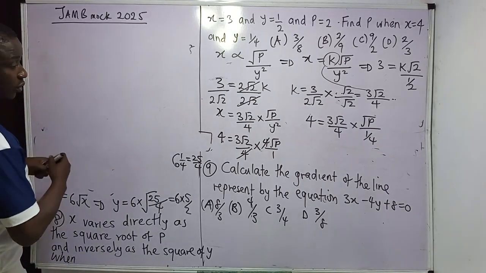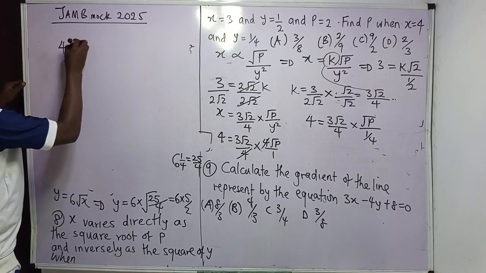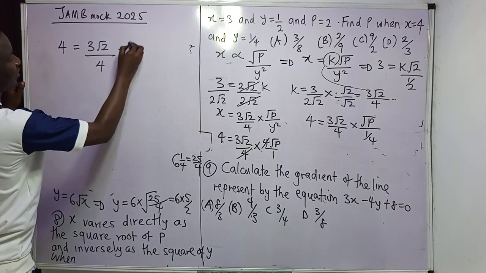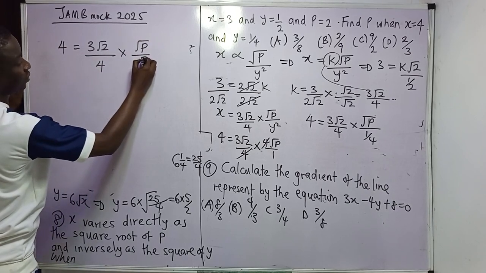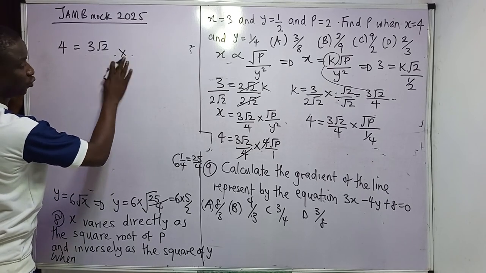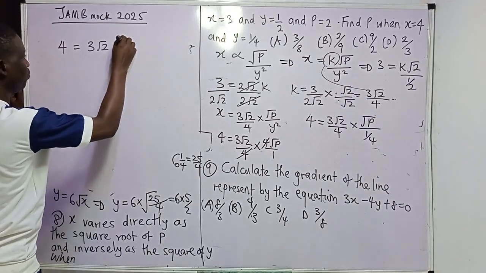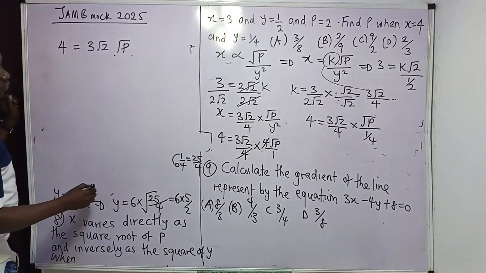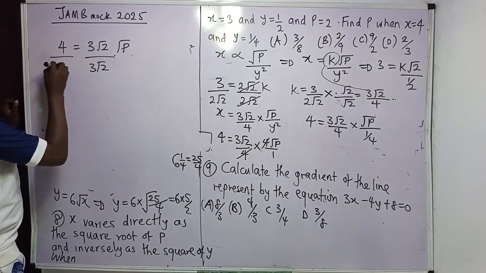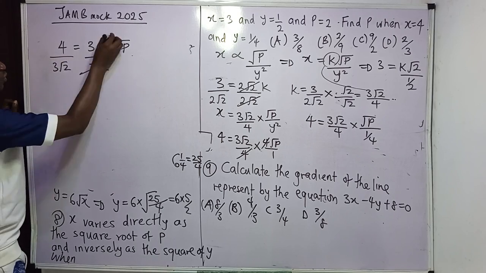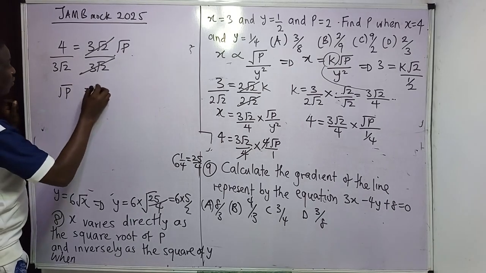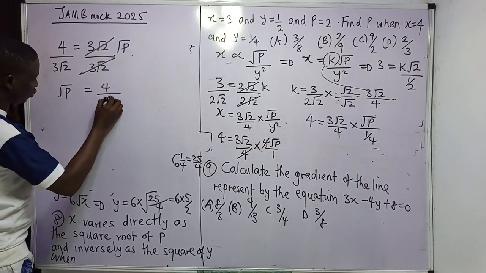So this one now gives us what? 4 equals 3 root 2 over 4 times root p over, sorry, 3 root 2 root p. So what do you have now? Divide both sides by 3 root 2. If you divide both sides by 3 root 2, this will cancel this. So I would have root p is equal to 4 over 3 root 2.